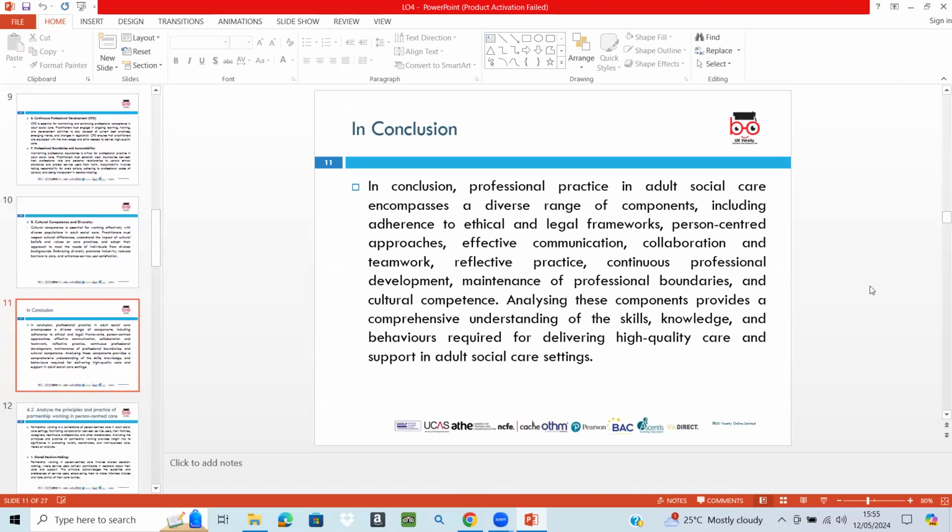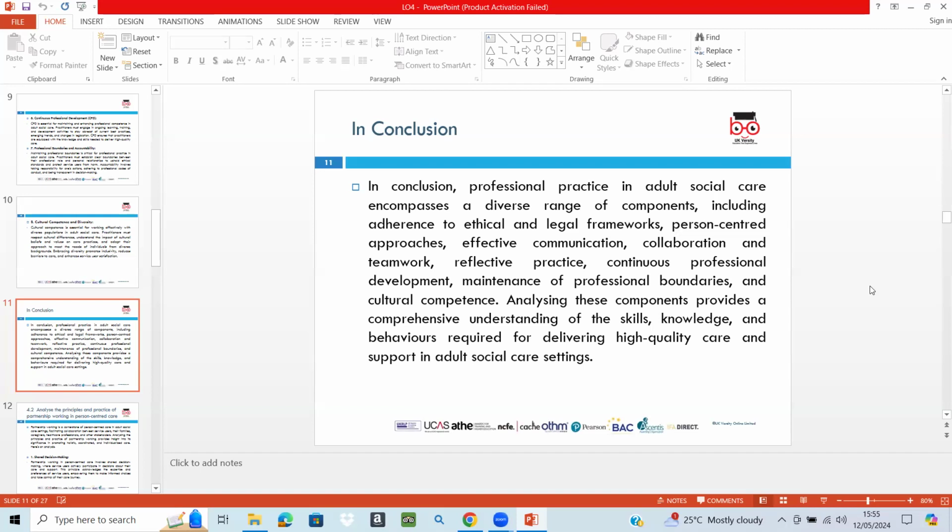Right. So here we have to conclude. In conclusion, professional practice in adult social care is multifaceted and requires practitioners to embody various essential components to deliver high quality care and support, from upholding ethical and legal frameworks to embracing person-centered approaches, effective communication, collaboration, and reflective practice.